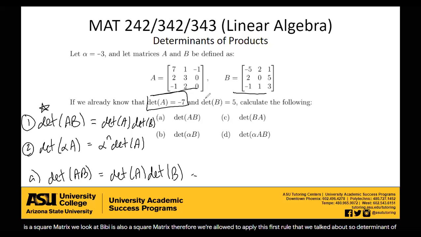They told us what the determinants were. So this is -7 and this is 5. So the determinant of A times B is -35.